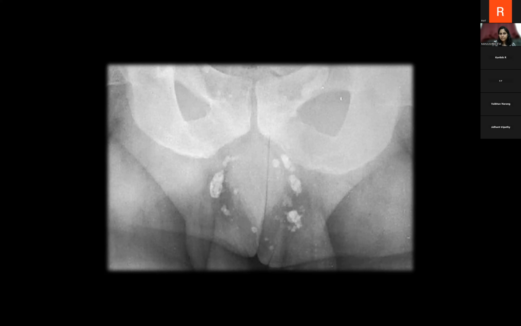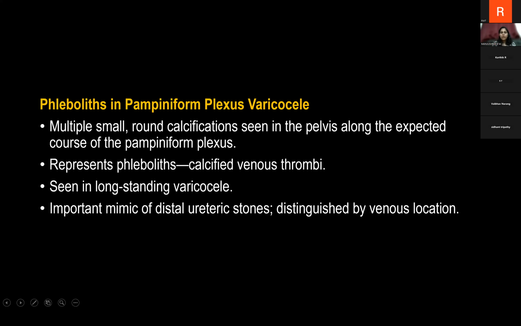Time is up. Okay. Yes, Purvita, this is phlebolith only, but phlebolith of where? Yes, Deepu, correct. It is varicocele calcification. Basically, it is the phlebolith of pampiniform venous plexus. So there are multiple small round calcifications in the pelvis along the expected course of pampiniform plexus. Phleboliths are nothing but calcified venous thrombi. These are seen in long-standing varicocele, and this is an important mimic of distal ureteric stones.